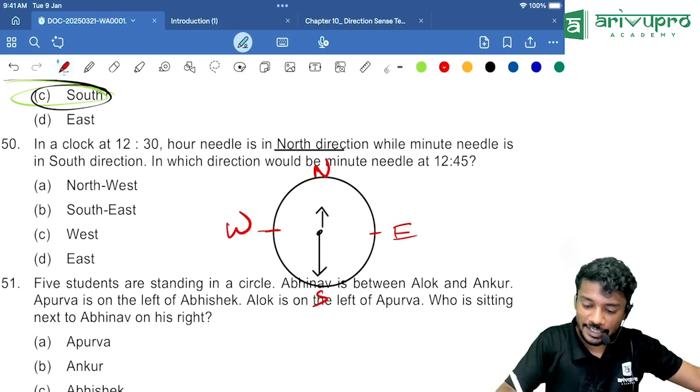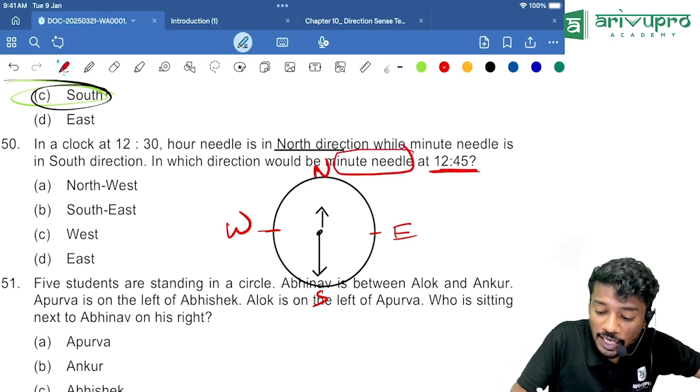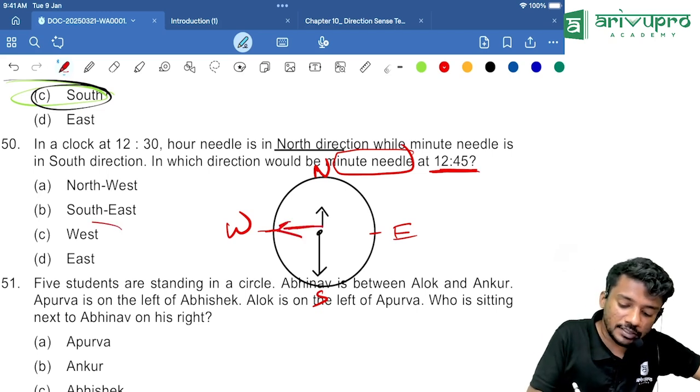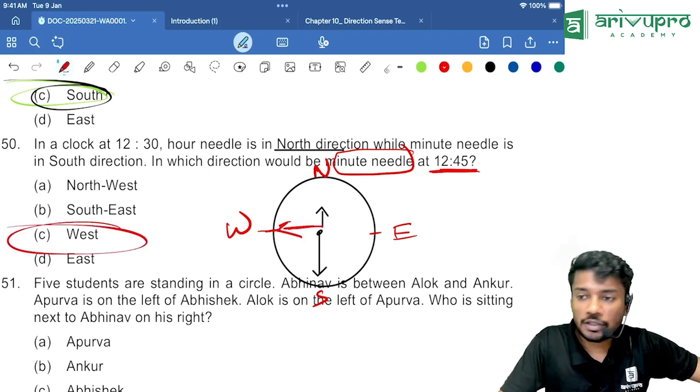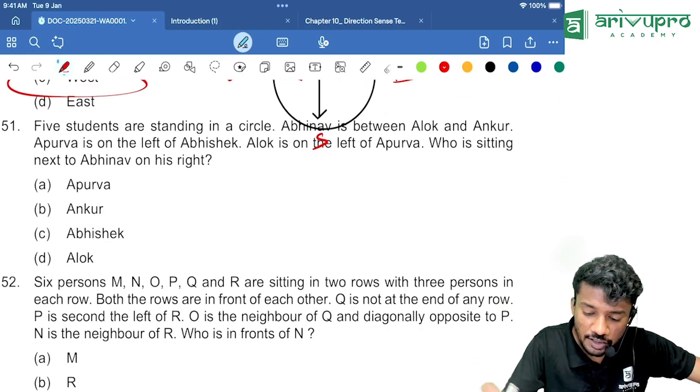Direct question. Then they are asking in which direction will be the minute hand. It is 12:45. 12:45 means it should be towards here. So the answer is west. Any doubt? No, sir.